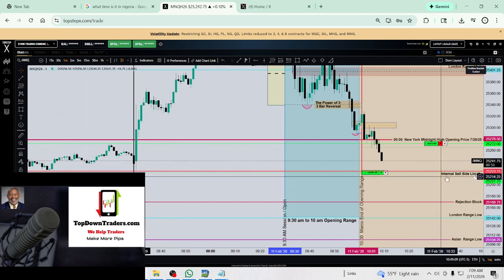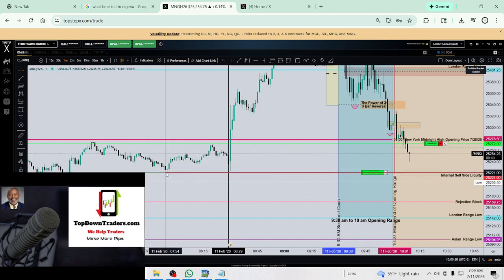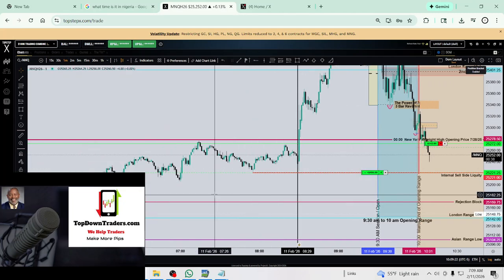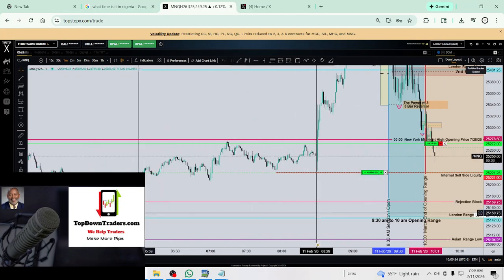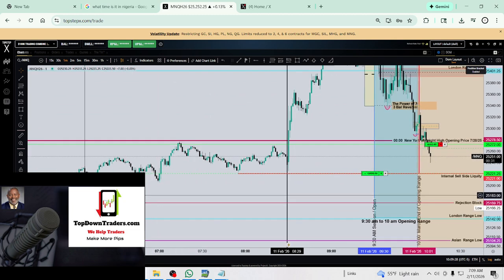Now we have this eternal sell side liquidity, which is these relative equal lows over here to the left. We have another smaller one here I didn't identify, and that's okay. And then we have this rejection block. Looks like an order block, right?